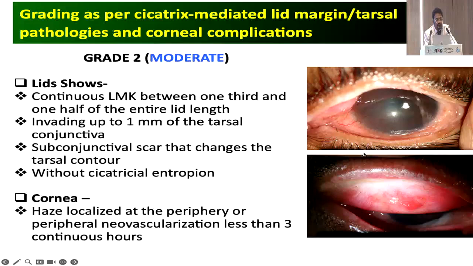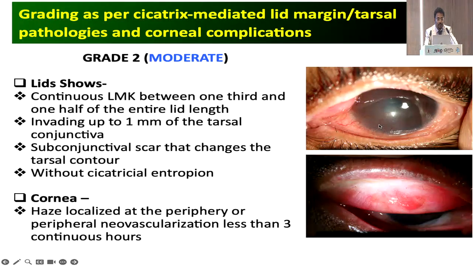Grade 2 is moderate, when the lid margin keratinization is between 1/3 to 1/2 of the entire lid length, invading up to 1 millimeter of the tarsal conjunctiva, and there is subconjunctival scar that may change the tarsal contour without any cicatricial entropion. And in the cornea, if there is haze, it is located only in the peripheral part, and there is vascularization of less than 3 clock hours. You can see that there is peripheral vascularization. So this is grade 2.